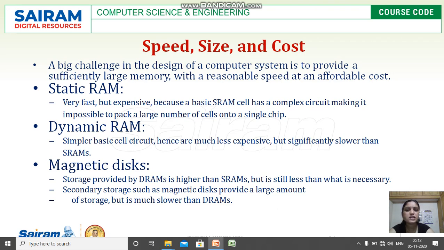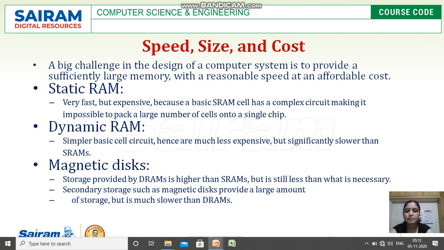A big challenge in the design of a computer system is to provide a sufficiently large memory with a reasonable speed at an affordable cost. There are different types of memories which are being used. Static RAM memories are very fast but expensive, because a basic static RAM cell has a complex circuit, making it impossible to pack a large amount of cells onto a single chip. So static RAM can be used in the cache memory, which is a smaller part when compared with the main memory.